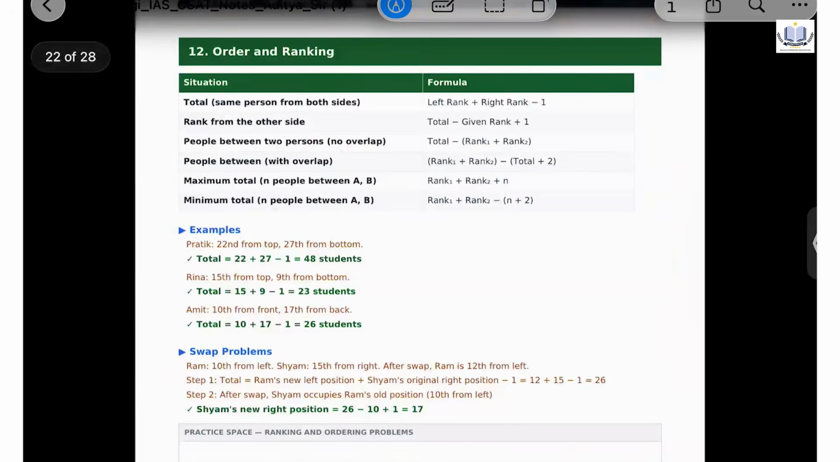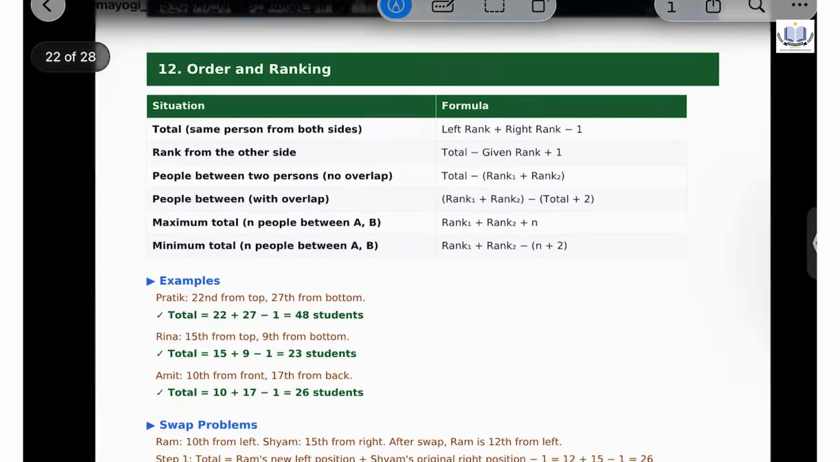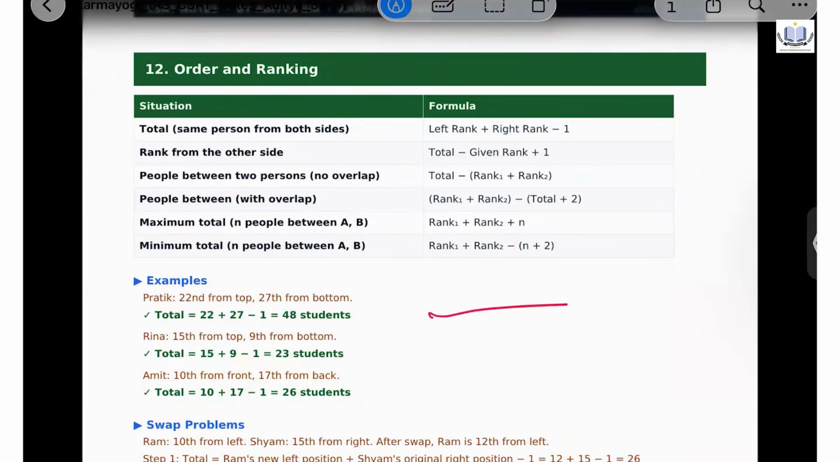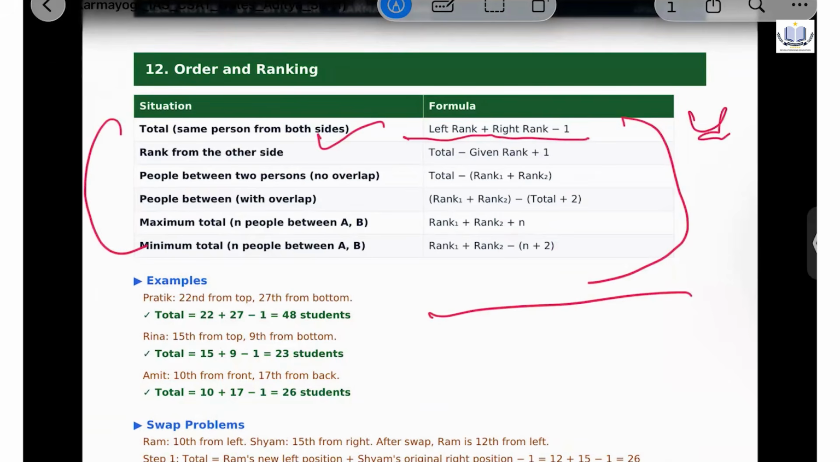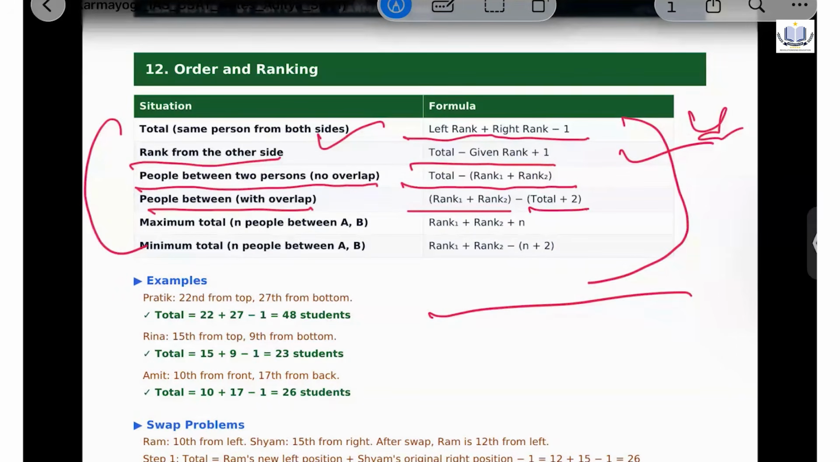चलो नेक्स्ट देखते हैं. ऑर्डर एंड रैंकिंग है ना. this is the formula that you can cram: total same person from both the sides, so left rank plus right rank minus 1, जो we had seen Kalika का question. Rank from the other side, so total minus given rank plus 1. People between two person no overlap, total minus rank 1 plus rank 2. People between with overlap, rank 1 plus rank 2 minus total plus 2.